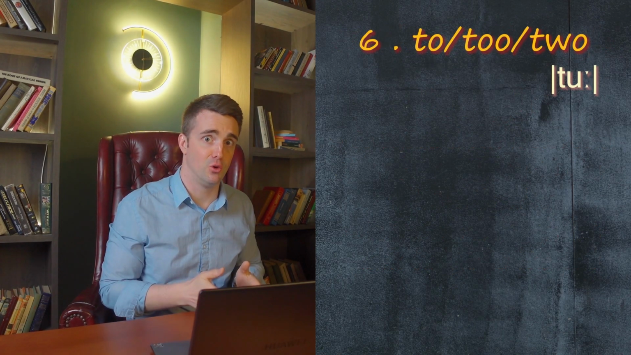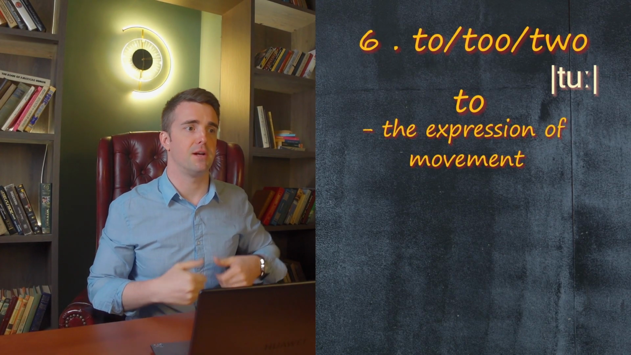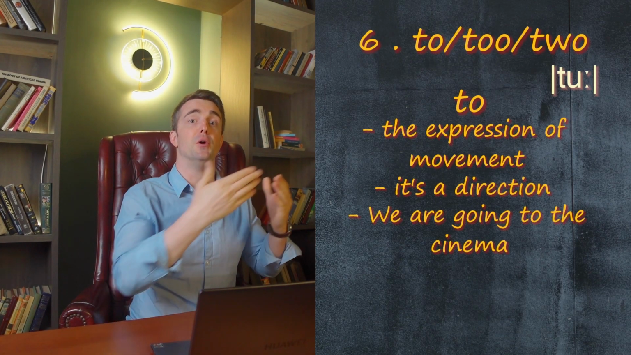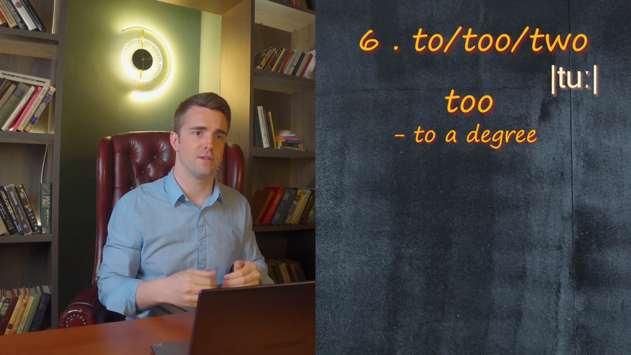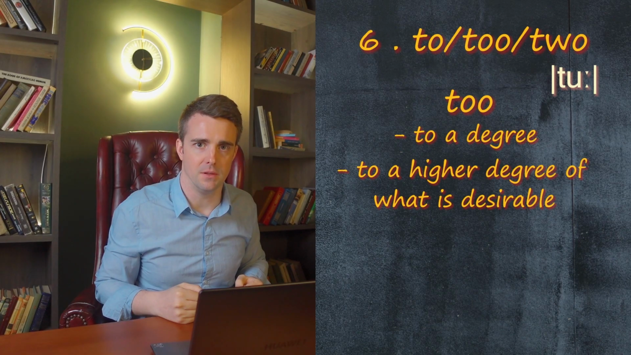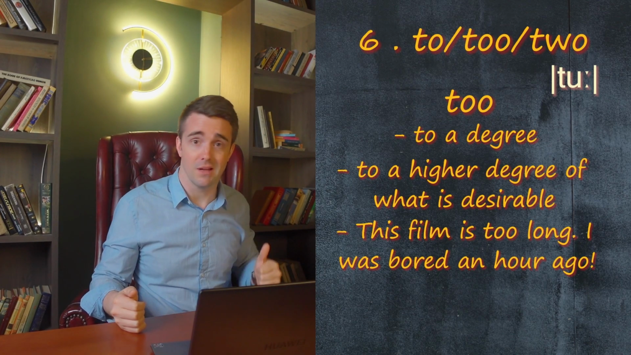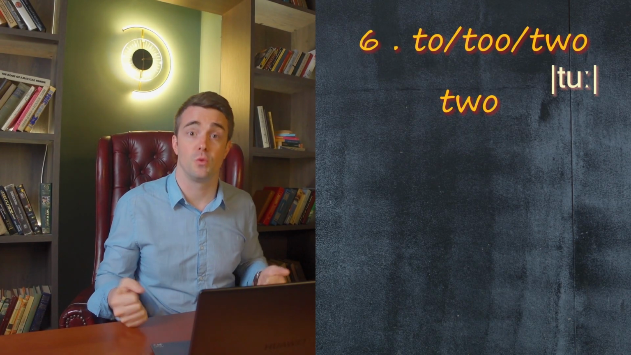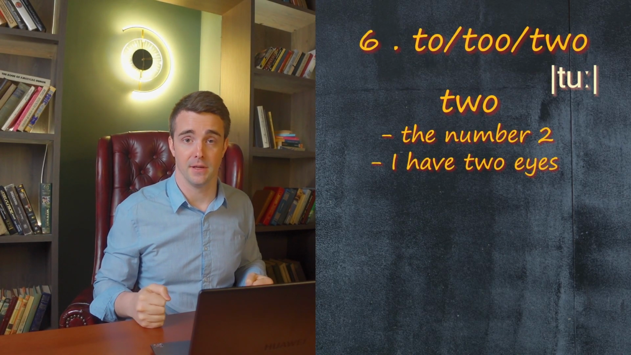And then we'll look at to, too, and two. Well, to with one O, the simple to is the expression of movement. We're going to somewhere. It's a direction. So for example, we are going to the cinema. And too is to a degree, about a degree. So when something is to a higher degree of what is desirable. So for example, this film is too long. I was bored an hour ago. And two with a W, two is how you say it, is the number 2. I have 2 eyes, thankfully.